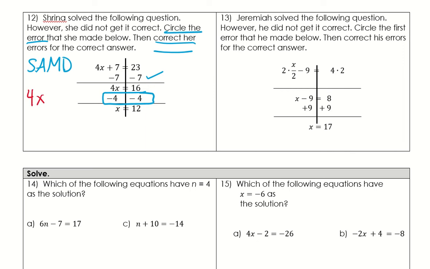So I have 4x equals 16. I'm going to divide both sides by 4. X is going to equal 4.